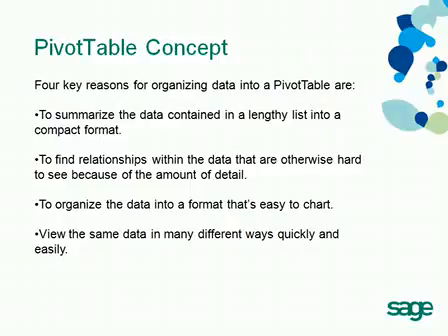4 key reasons for organizing data into a pivot table are to summarize the data contained in a lengthy list into a compact format, to find relationships within the data that are otherwise hard to see because of the amount of detail, to organize the data into a format that's easy to chart, and to view the same data in many different ways quickly and easily.